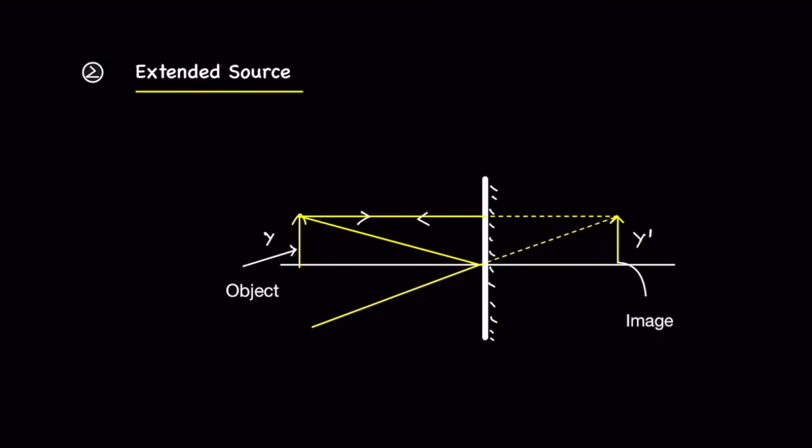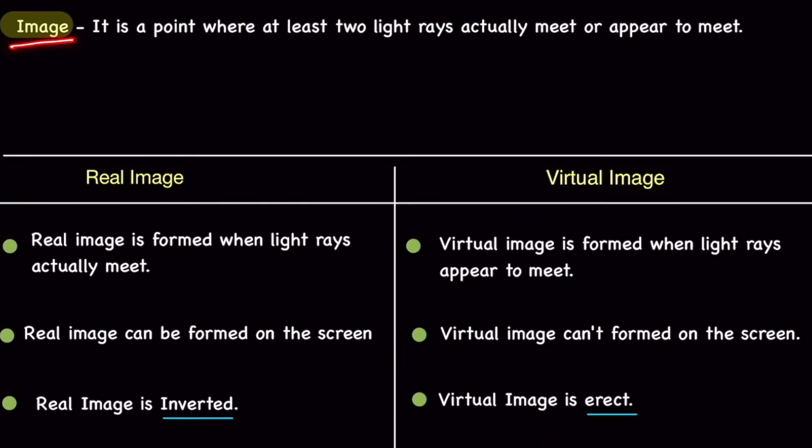So previously we studied about the object. Now we will study about the image. Image is a point where at least two light rays actually meet or appear to meet. So based on this, images are divided into two parts. First is the real image and second is the virtual image. How can we define a real image? A real image is formed when light rays actually meet.